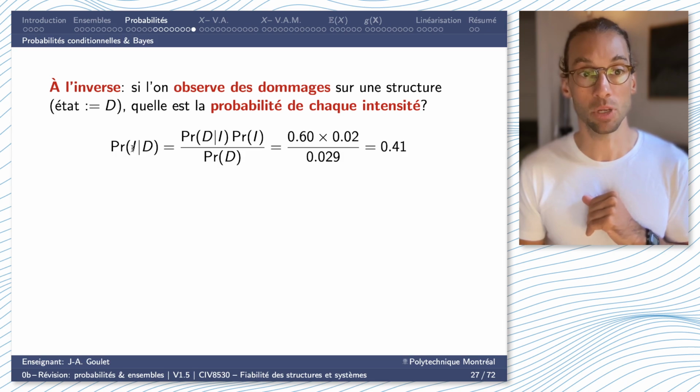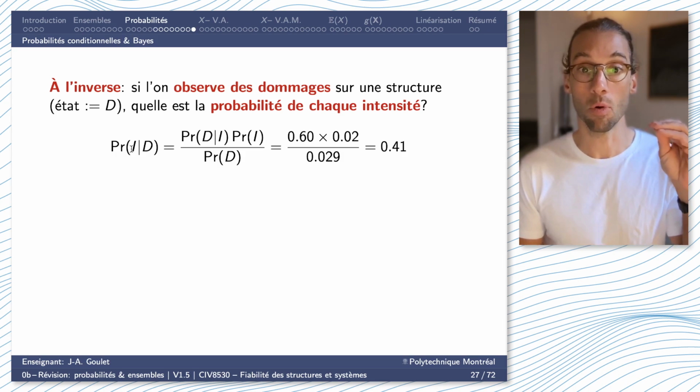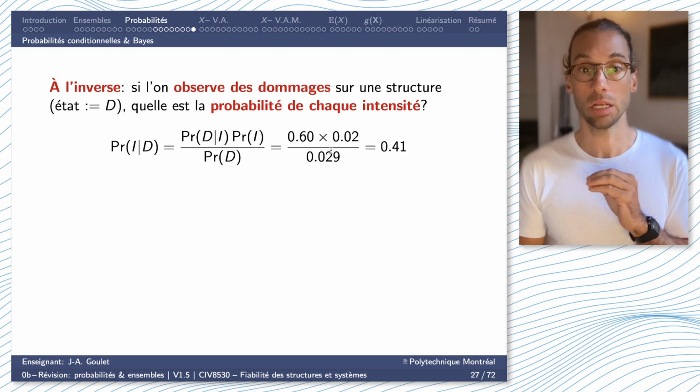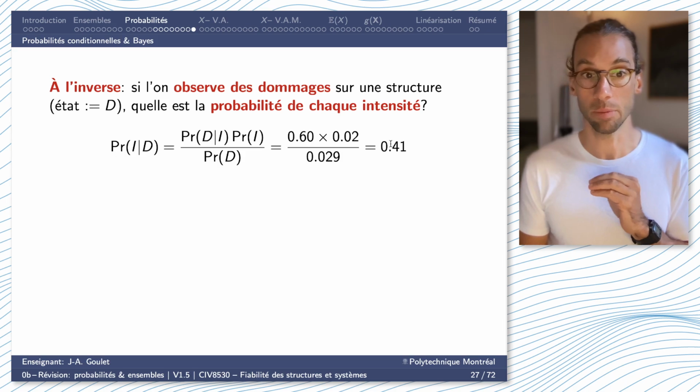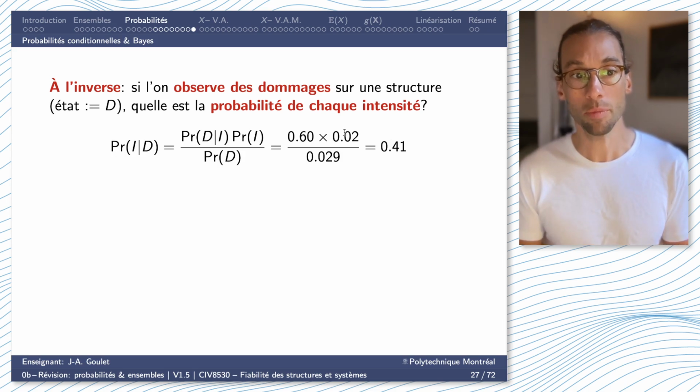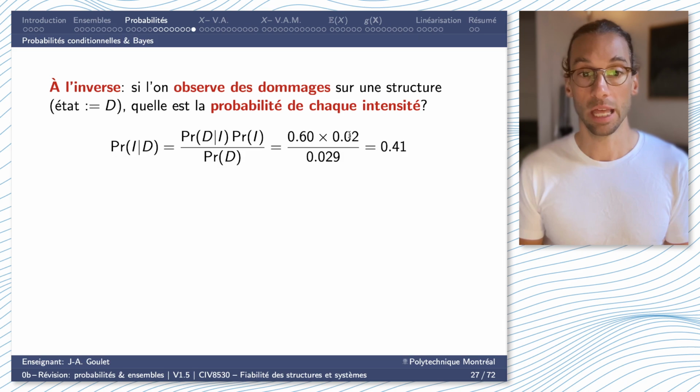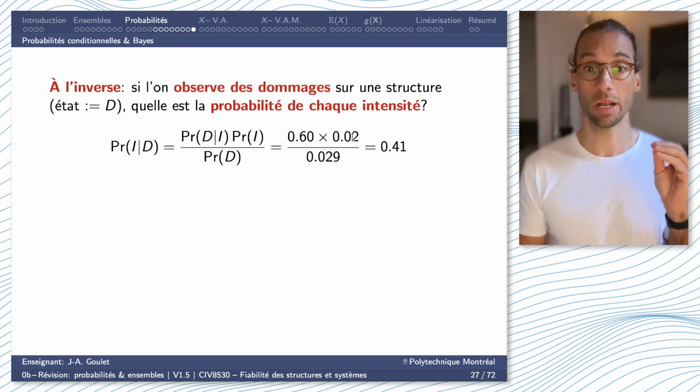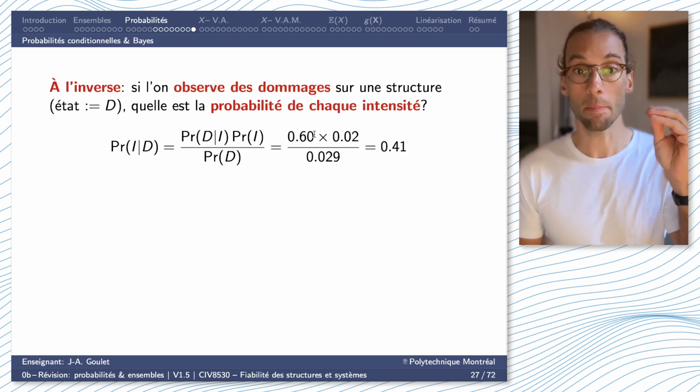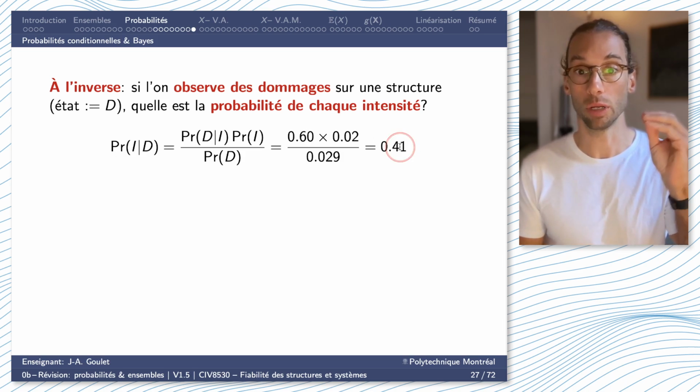That gives me my posterior probability of an important earthquake, given that I've observed damage on my building, which is now 41%. And keep in mind, my prior probability of an intense earthquake was 2%. But if I observe damage, D, it moves up my probability of an important earthquake to 41%.